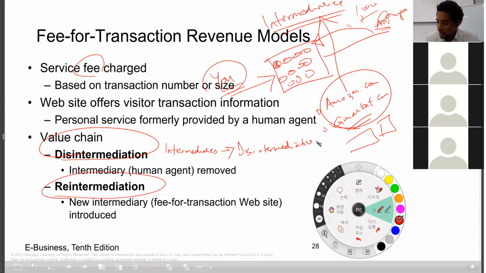Removing any intermediary, which means we directly buy the products from the companies and their website. So we don't go to Amazon, Gmart, or any website. So there is no intermediary between the customer buying the product and the company. That is a direct sale. So that is called disintermediation.